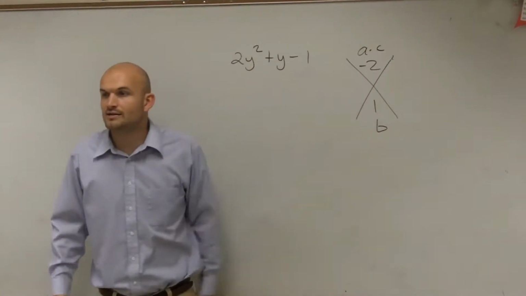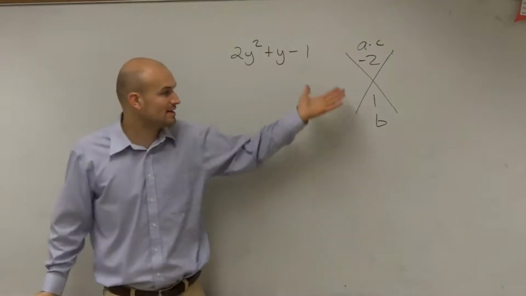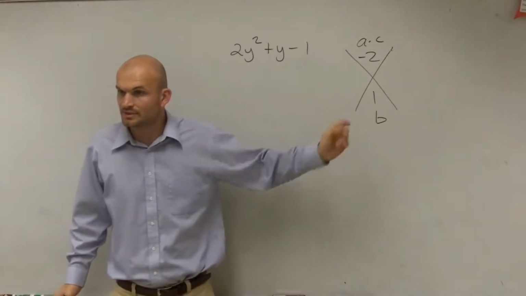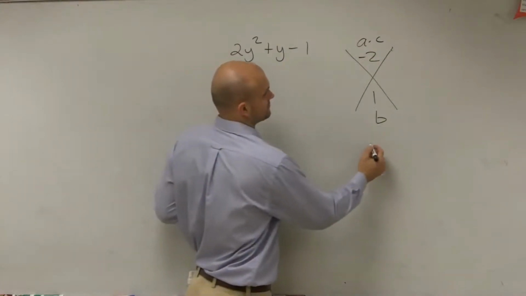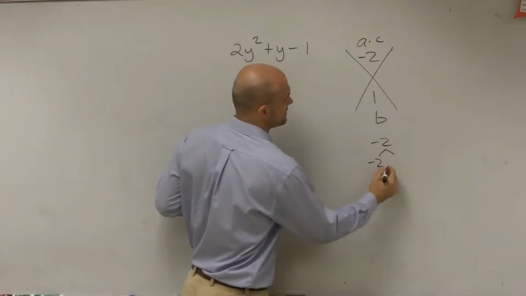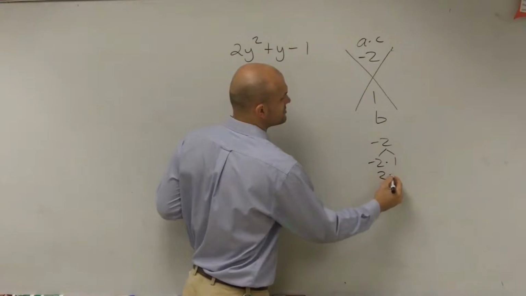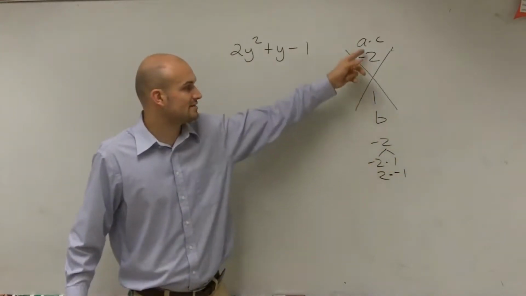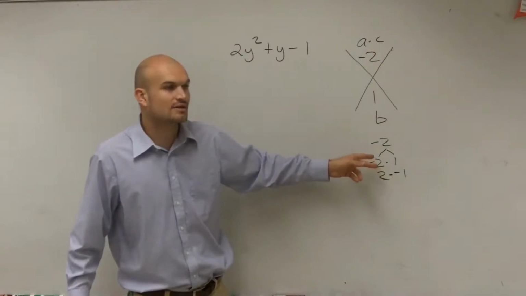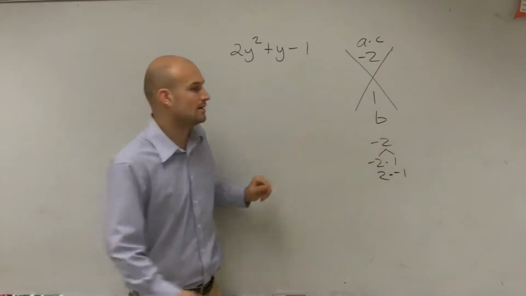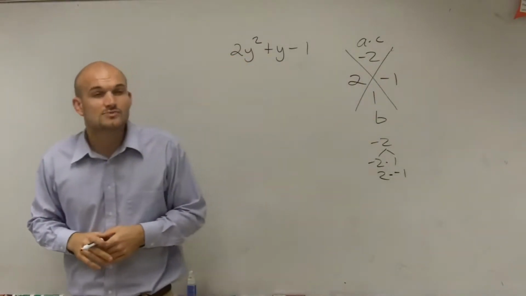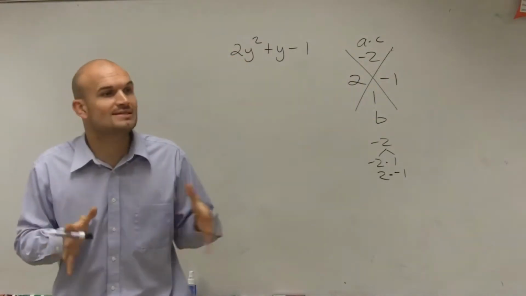So now I need to think about, what are all the numbers that multiply to give me negative 2, but then add to give me positive 1? Write down the factors. Negative 2 times 1, or negative 2 times negative 1. They both multiply to give us negative 2, so what is the only combination that adds up to give us 1? 2 minus 1.